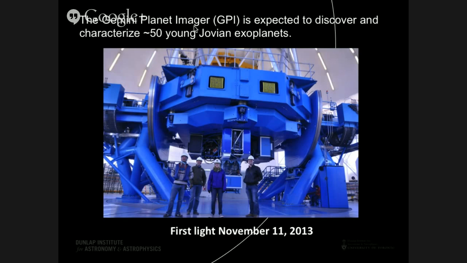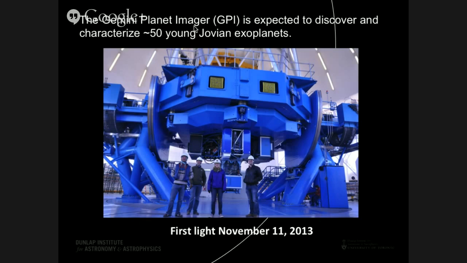Which we call GPI. GPI was a roughly $20 million project built by a consortium of institutions in the US and Canada. It was PI'd by Bruce McIntosh, who was at Lawrence Livermore and now is at Stanford. Parts were built at UCLA, HIA, University of Montreal, American Museum of Natural History, and it was all assembled at UC Santa Cruz. The Gemini Planet Imager is on the 8-meter Gemini telescope.